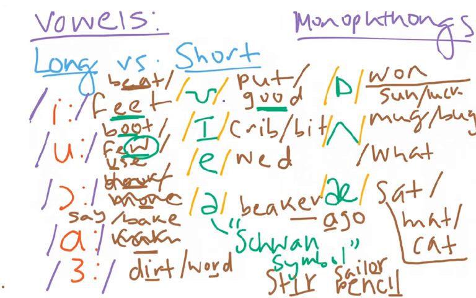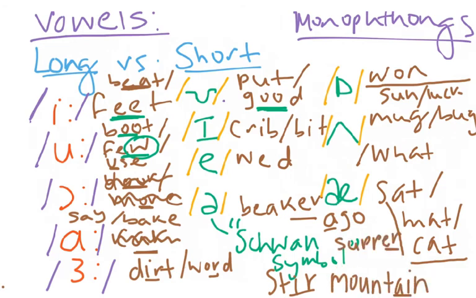So I'm going to go over a few examples of the schwa sound. For example, the E sound in the word, ago, stir, sailor, pencil, mountain. I have underlined the AI, which tends to make that schwa sound in mountain, where we almost don't hear it. We hear an uh sound instead. I've also written another word, supper, with the ER making the schwa sound.